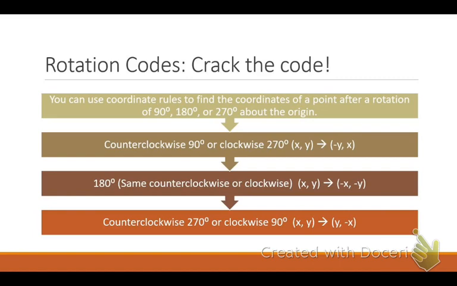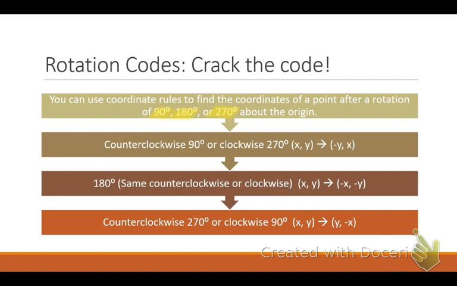There are 3 points of rotation: 90, 180, and 270. For 90 and 270, I can go either clockwise or counterclockwise. It matters. For 180, it does not matter because you're going the same distance no matter which direction you're going. If you're going 180, that's 2 clicks, and no matter if you go right or left, you end up in the same point.